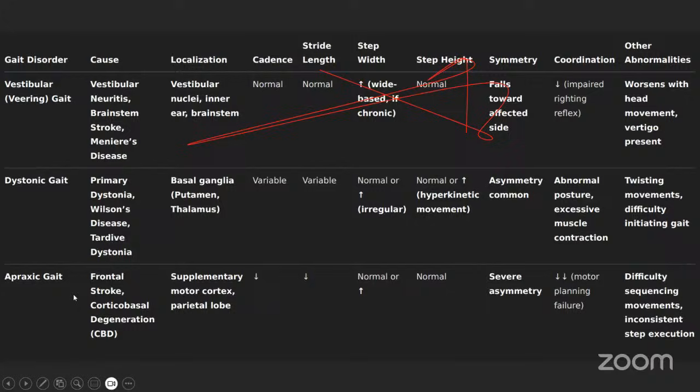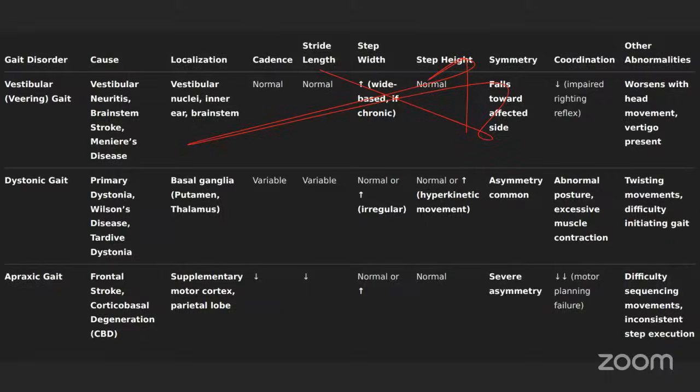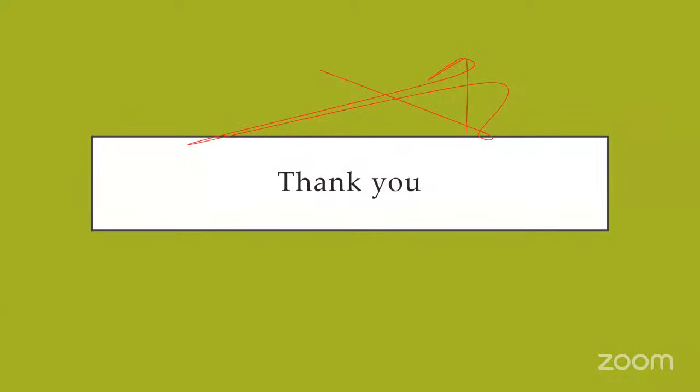In apraxic gait, frontal stroke or CBD, the supplementary motor area and parietal lobe are involved. Cadence and stride length are reduced. Step width is increased, and step height is normal. There is severe asymmetry. Coordination is reduced. In motor planning there is planning failure, and difficulty sequencing movements, with inconsistent step execution. Yes, ma'am. That's it, ma'am.